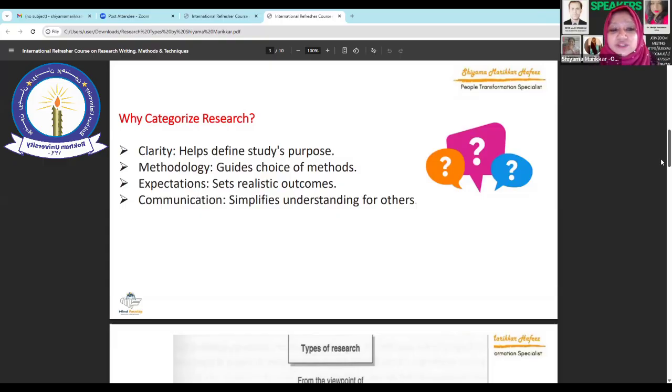And then it also helps us to choose the methodology. There are many methodologies in research when you conduct a study. So it helps you decide which framework will suit the research you have now. It guides the choice of methods, and also sets expectations and realistic outcomes.